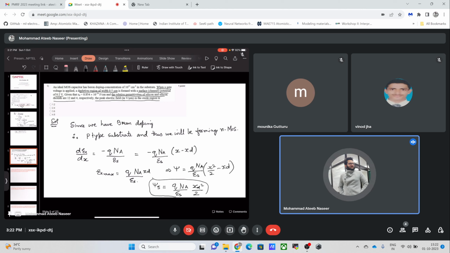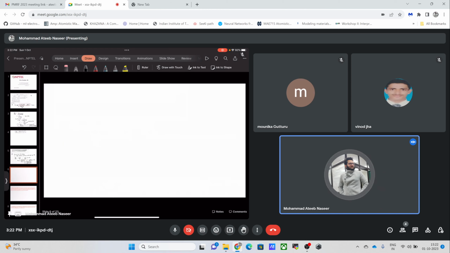Okay, so from this relation, which is simply the area under the electric field curve, this psi s, we can easily say that we can simply replace this Q Na xt by epsilon s by Emax value. So I would rather say that this psi s is equal to Emax, which is the maximum electric field, into depletion width by 2. That's what we would have got from this profile.